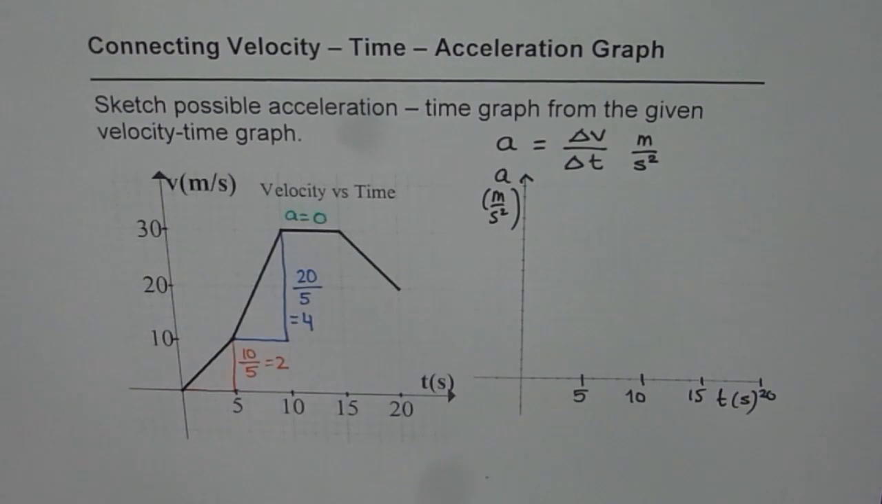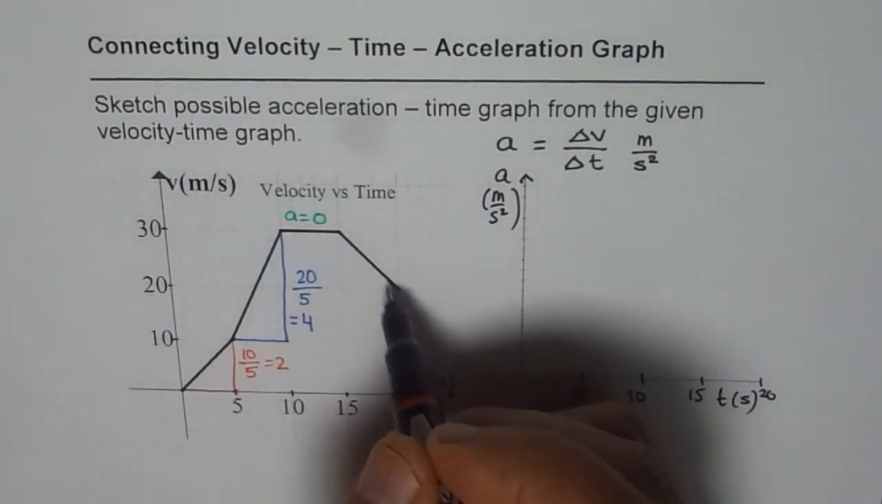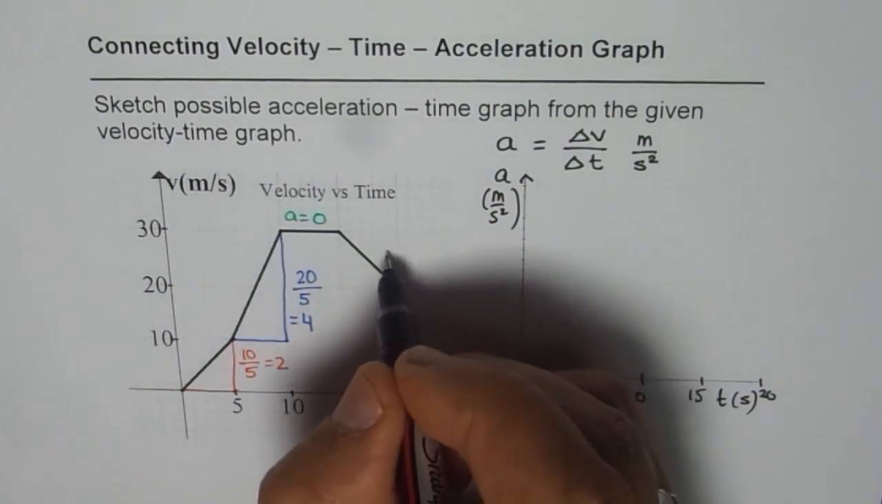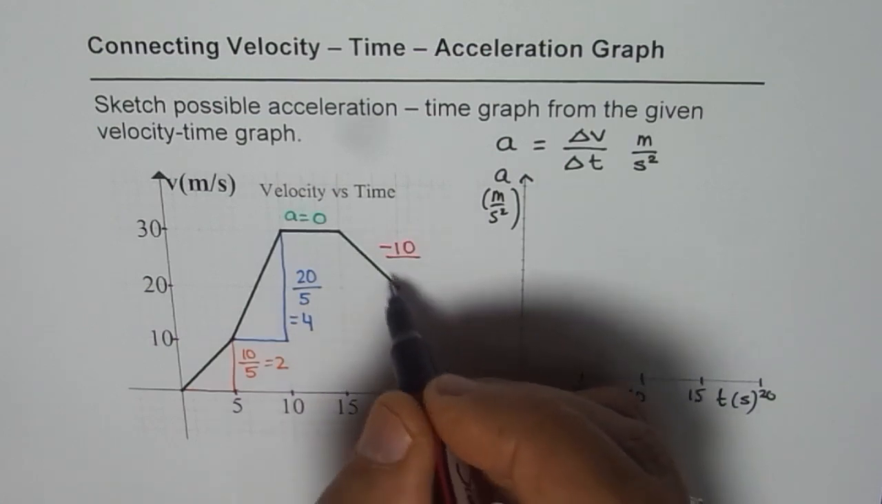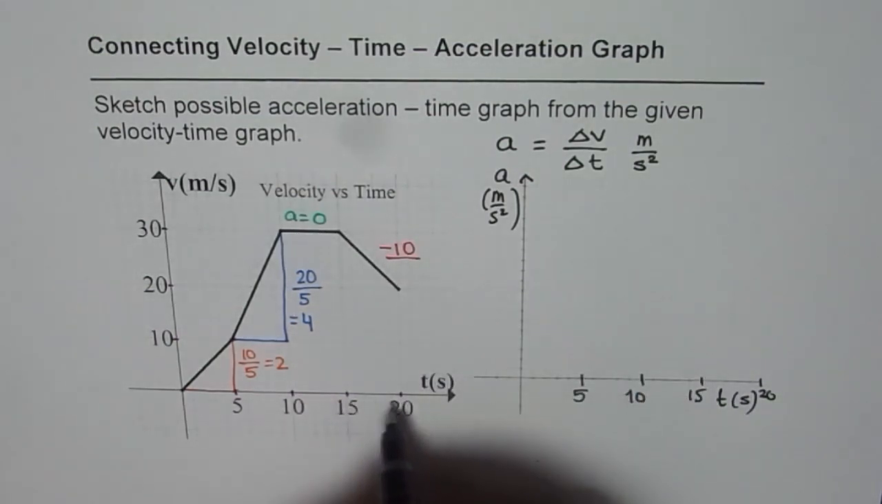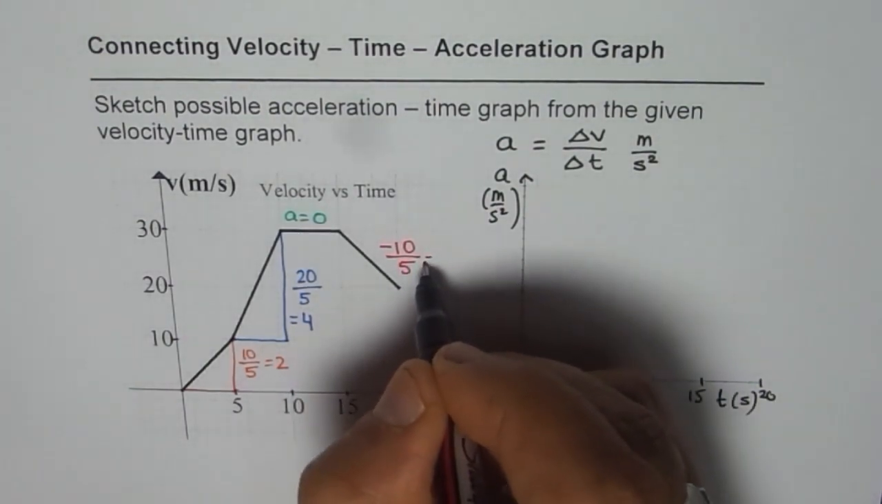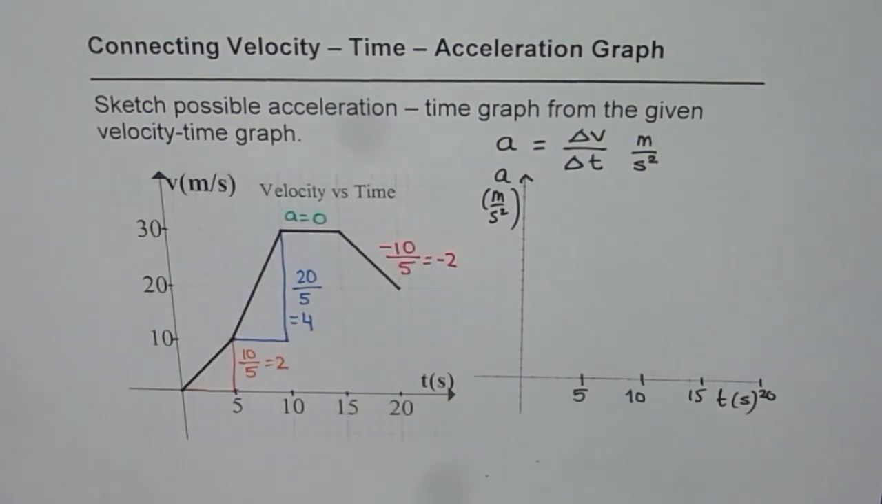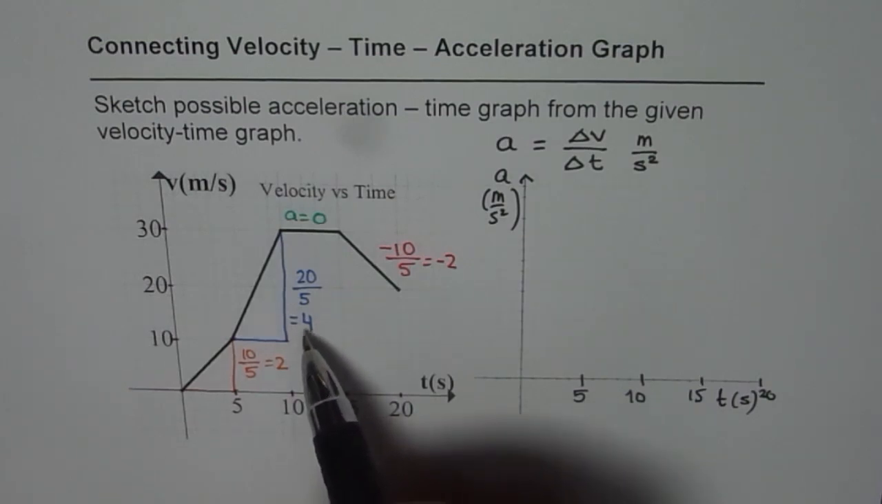Now in the last phase, velocity is dropping from 30 to 20, so the change is minus 10. It falls by 10 units, decreases. So it is deceleration in a span of 5 seconds. That gives us minus 2. So these are different values of acceleration. Now let us plot these values. We know we are going up to 4.